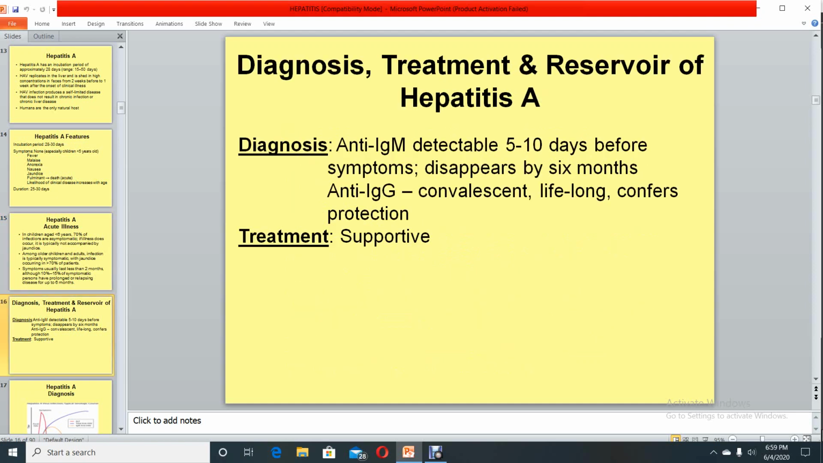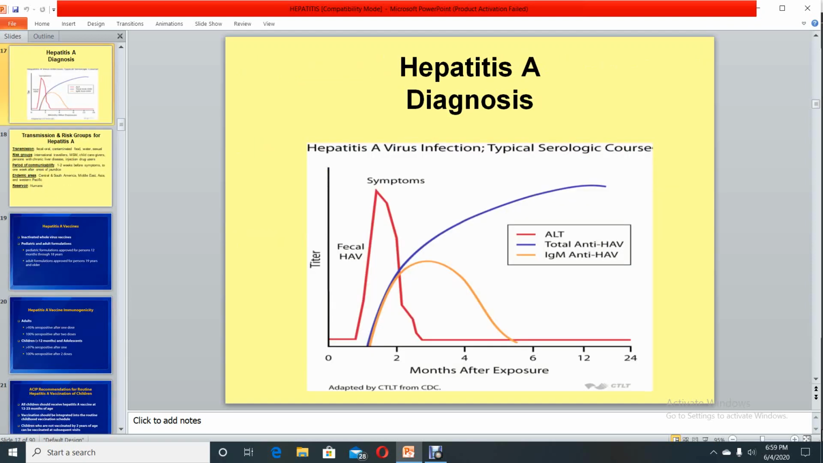The treatment is definitely supportive, and the diagnosis is by exclusion in most cases. But now anti-HAV IgM can be detected in 5 to 10 days, and anti-HAV IgG by ELISA is lifelong and confers protection. It is a very protective antibody, so those people who have had hepatitis A never experience this disease again.